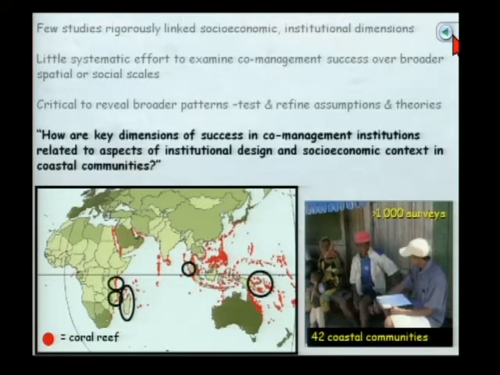So we collected socioeconomic, institutional, and ecological data from 42 sites throughout Kenya, Tanzania, Madagascar, Papua New Guinea, and Indonesia to explore the question: how are key dimensions of success in co-management related to this sort of institutional architecture and to the socioeconomic conditions that these communities operate in?